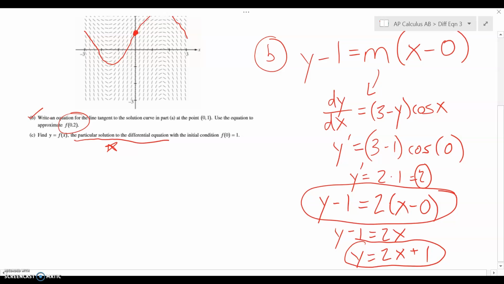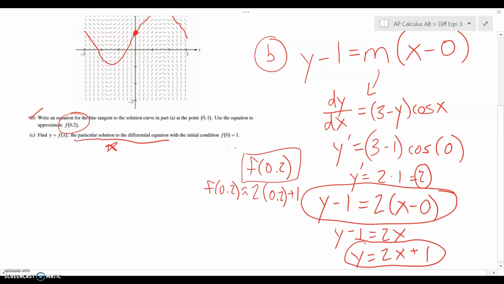So what they want us to do here is take and say, well, what's f of 0.2? So that's going to be, let's see, f of 0.2 is approximately 2 times 0.2 plus 1. So again, this is an approximate. This little wavy equal sign means approximate. They're asking us to approximate f of 0.2.